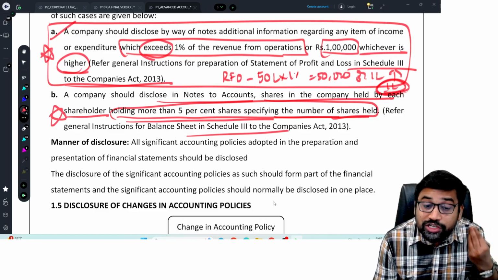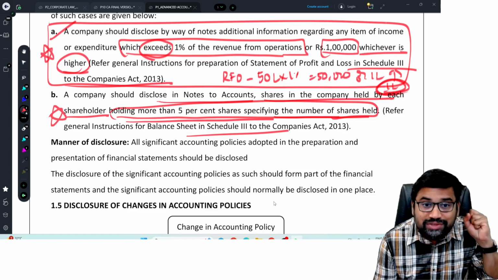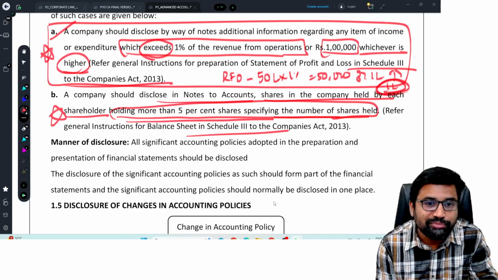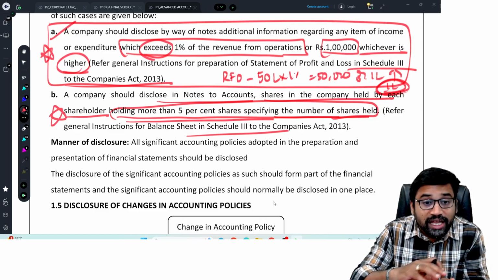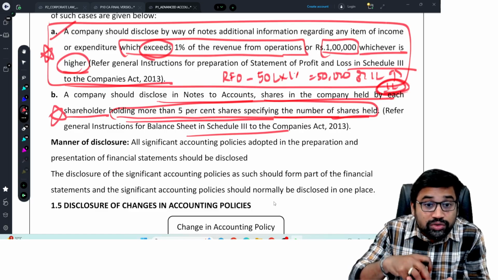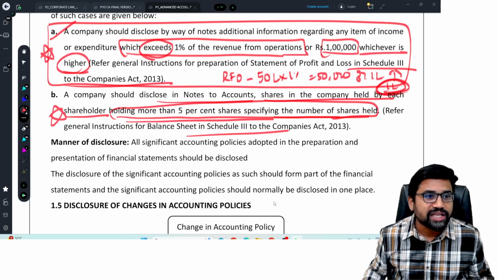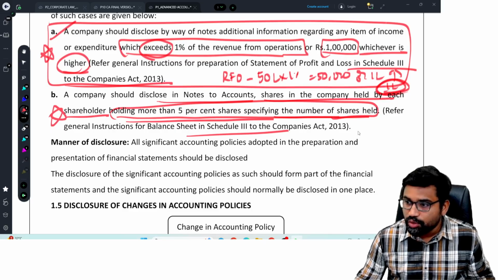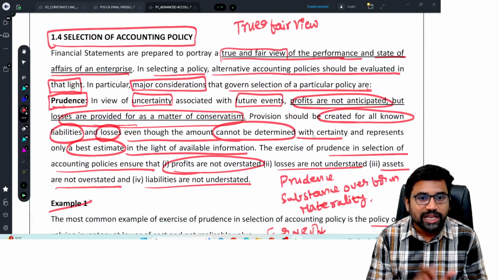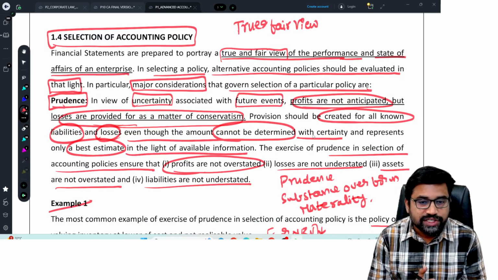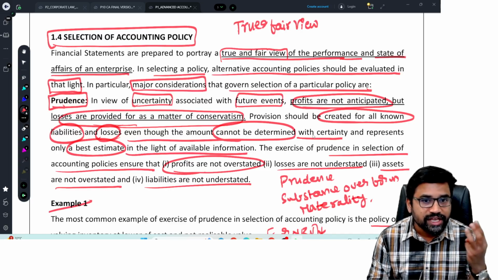So the policy you are following, the policy you are going to select, should support this concept of materiality. The accounting policy selected by you should contain all material items and allow the presentation of material items in the financial statements. Okay, so these are the major considerations for selecting an accounting policy. Come on, tell me what are the major considerations for selecting an accounting policy. First one, true and fair view. Next, three other major considerations.